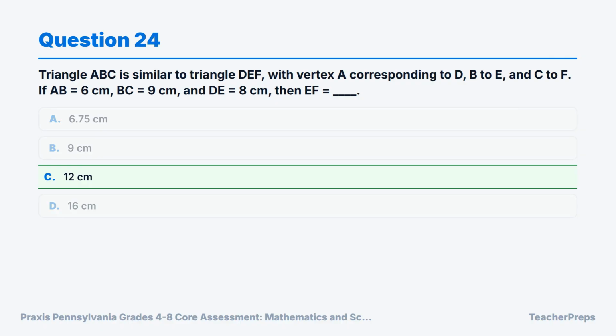The correct answer is C, 12 centimeters. The scale factor from triangle ABC to triangle DEF is DE/AB equals 8/6, so EF equals 9 times 8/6, equals 12 centimeters.